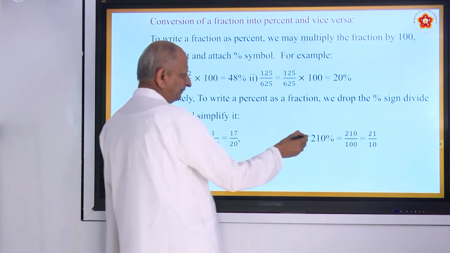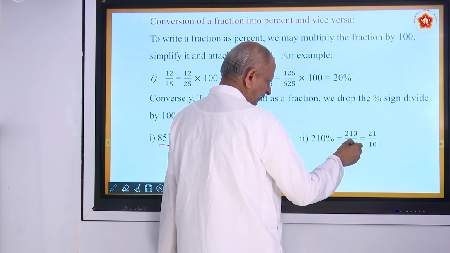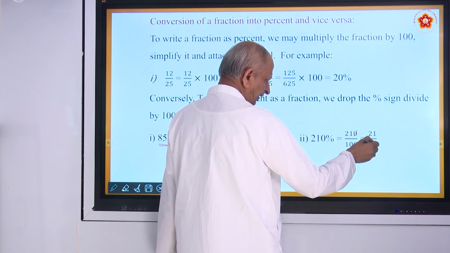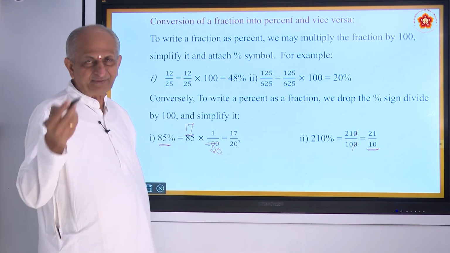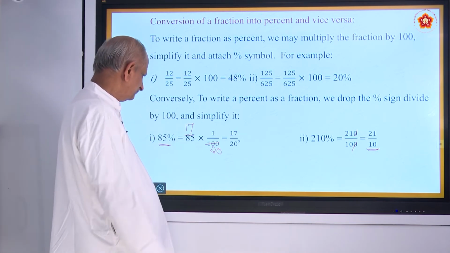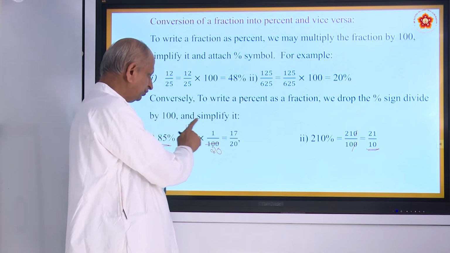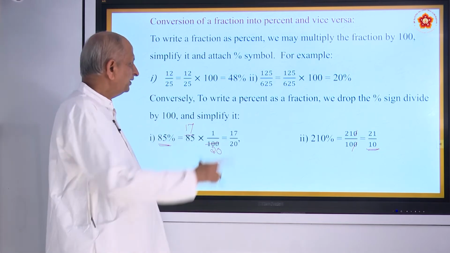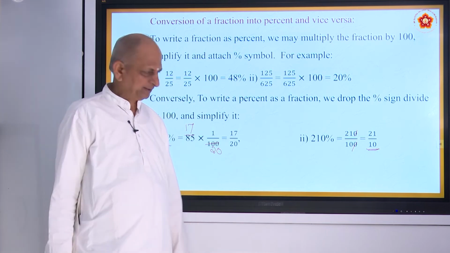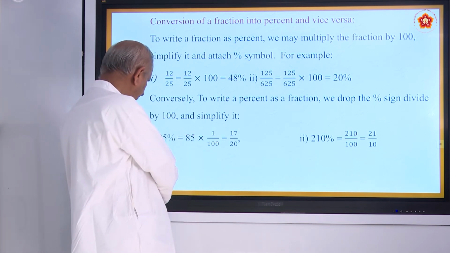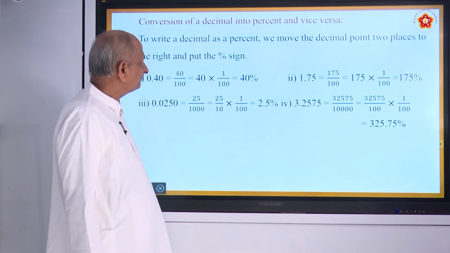Similarly, 210% means 210 by 100. So here 0 0 cancels. You have 21 by 10. So you must keep in the simplest form. After that you can't cancel, right? So this is how you convert this percentage into fraction. Here you have seen how fraction is converted into percent. Okay. So this is the thing you have already known about it.